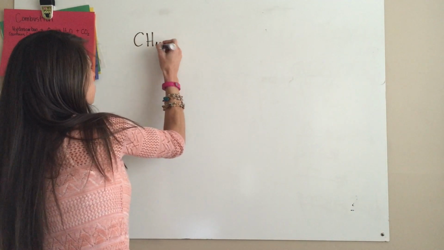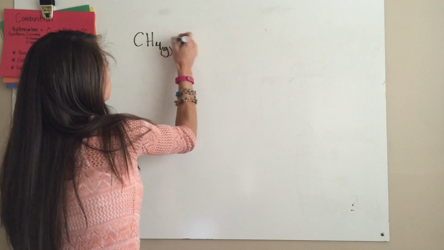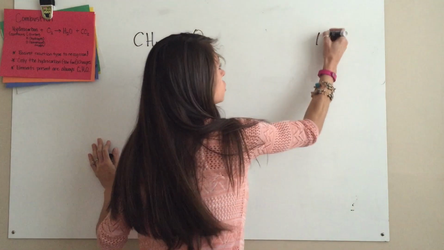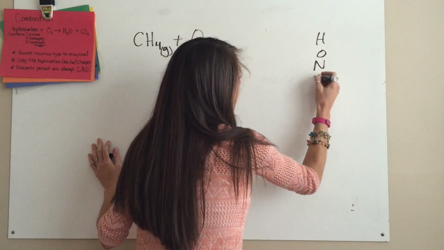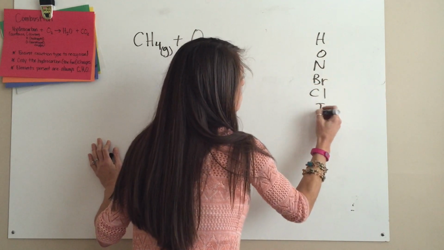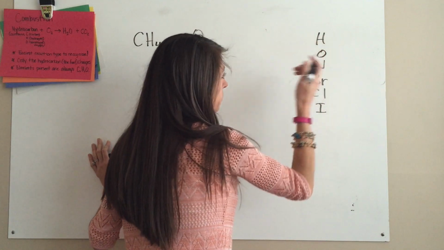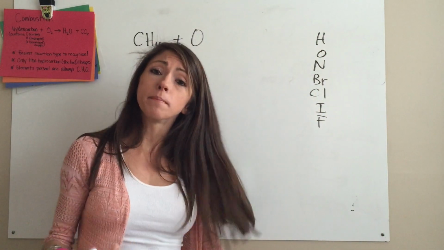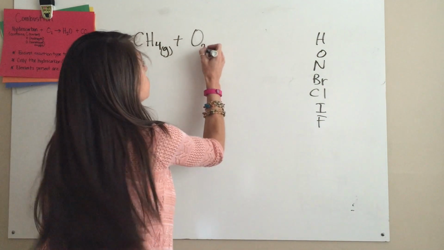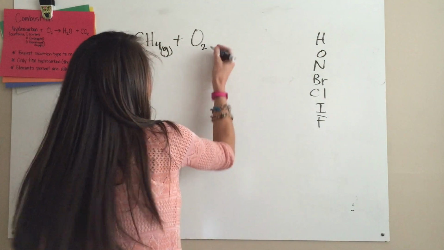Now, I'm going to give you an example with this. It's going to be methane gas. It's a natural gas combining with oxygen gas. Remember, oxygen is one of those non-metals that will combine diatomically, what we call diatomically. So you always have to put a 2 next to it, okay?